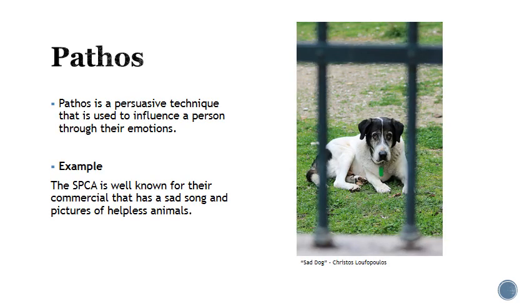So first we have pathos as a rhetorical technique. Pathos is a persuasive technique that is used to influence a person through their emotions. One example that many people know about is the SPCA commercials, which have an image of a sad pet or a dog with sad music in the background, and at the end ask viewers to donate. In that example, it is appealing to the viewer's emotions as opposed to giving them some kind of statistic. When a writer is trying to appeal to your emotions and influence you through your emotions, they are utilizing pathos.